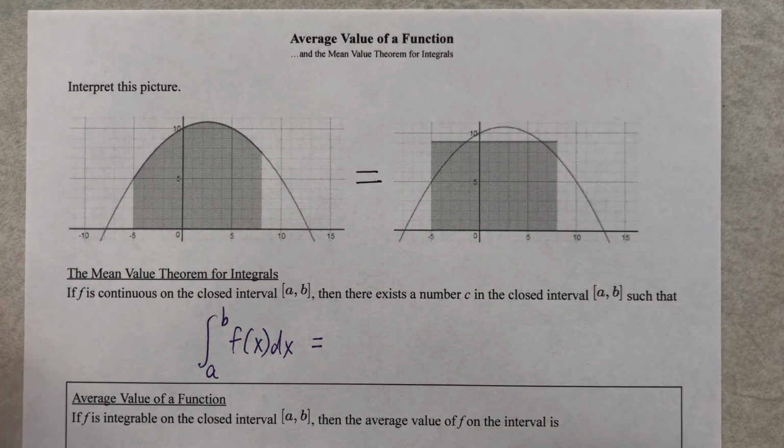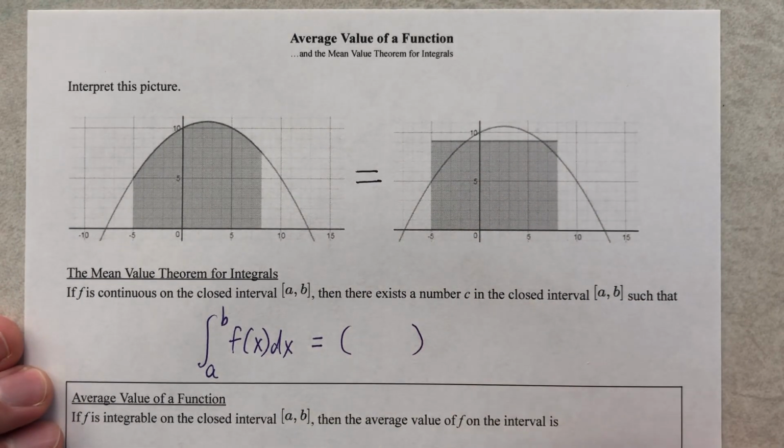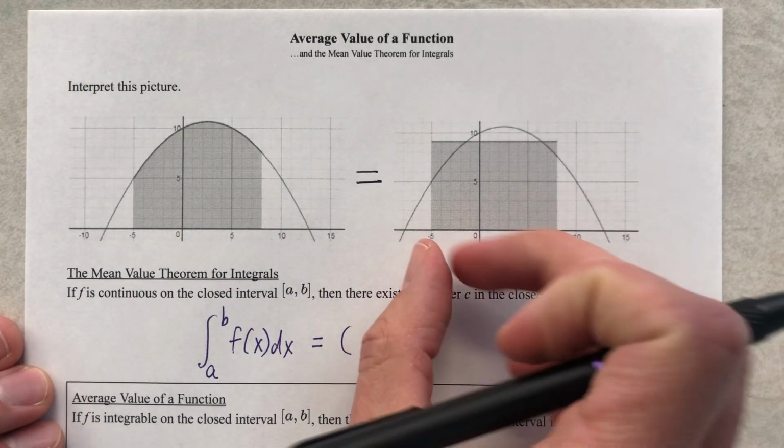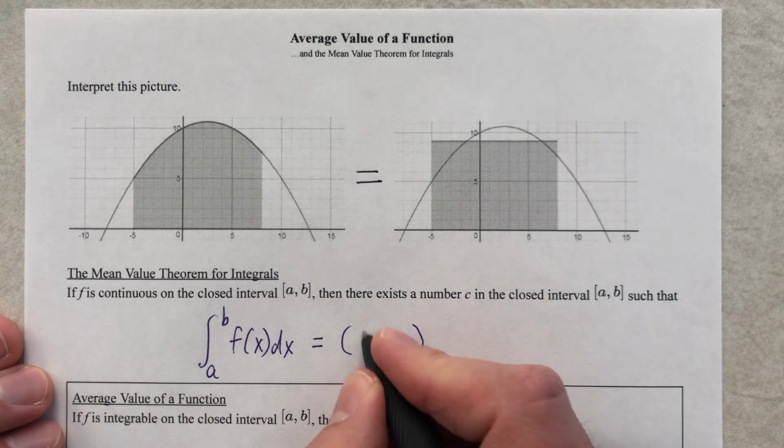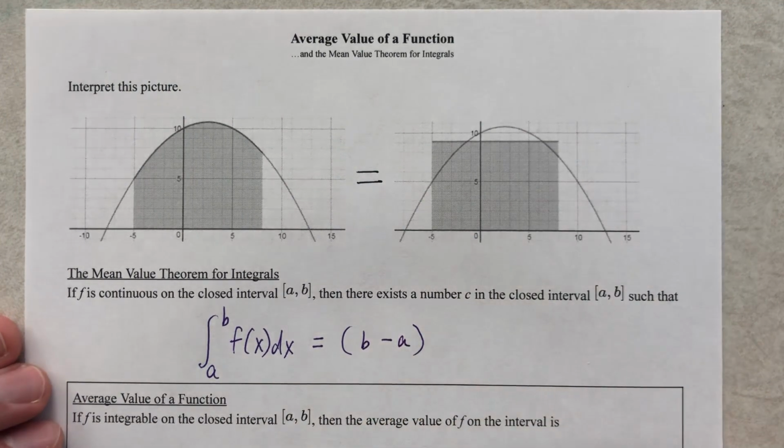Well, the area of a rectangle is base times height. So the base here would be, well, 13. That'd be the distance from -5 to 8. Or the distance from a to b would be b minus a. Well, what about the letter c?